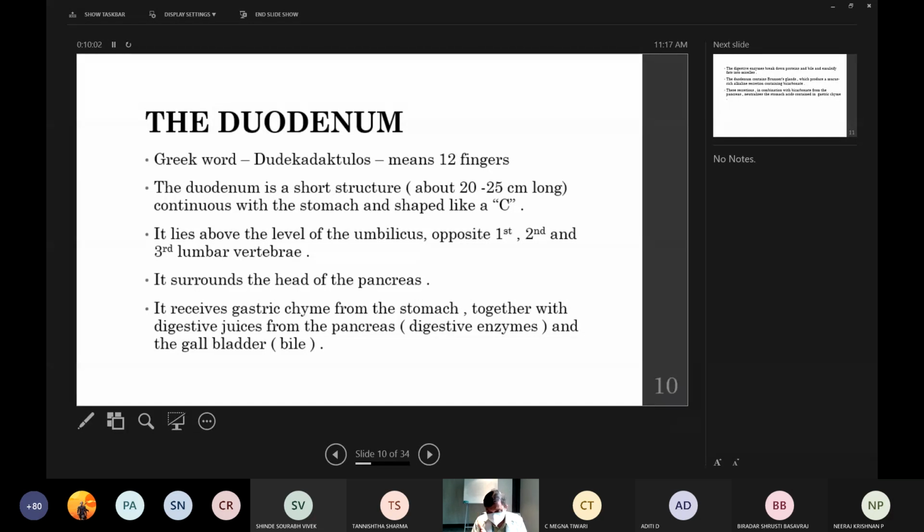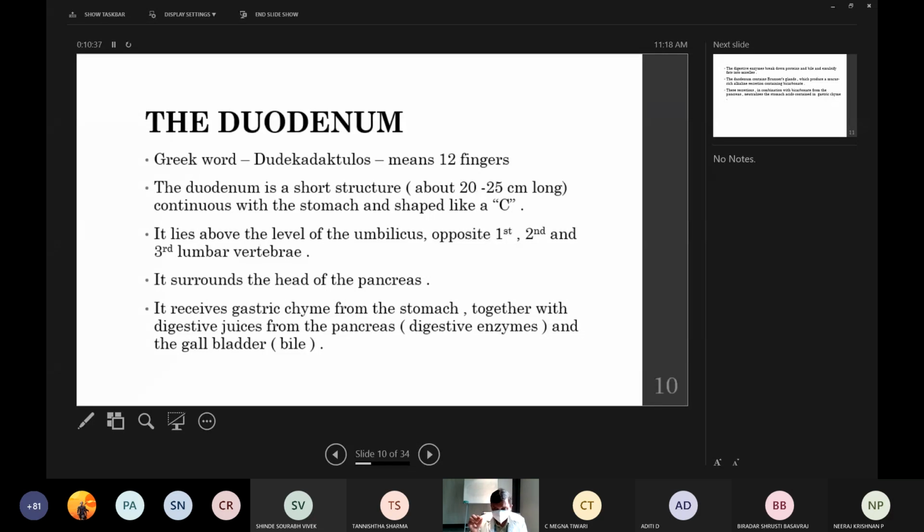And where it forms a C-shaped curve, in the concavity of the C there is the head of the pancreas. And this duodenum is present above the level of the umbilicus, opposite the first, second, and third lumbar vertebra. This duodenum receives gastric chyme from the stomach. The food is mixed with the gastric juice and saliva, and the food bolus is converted into a soft bolus called chyme.